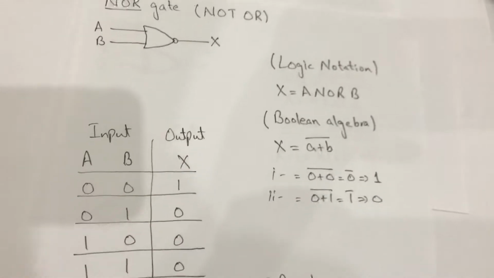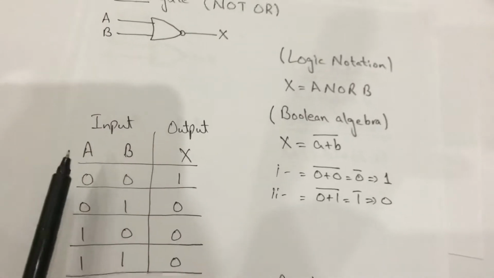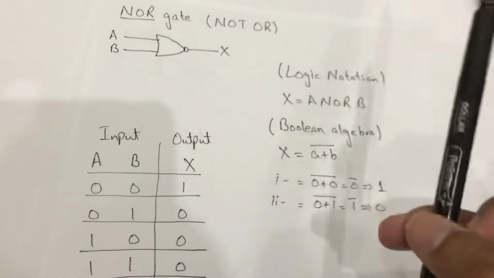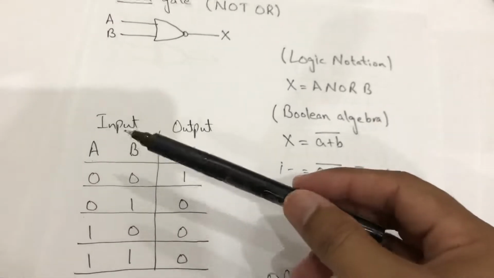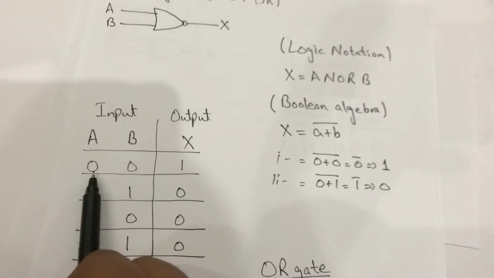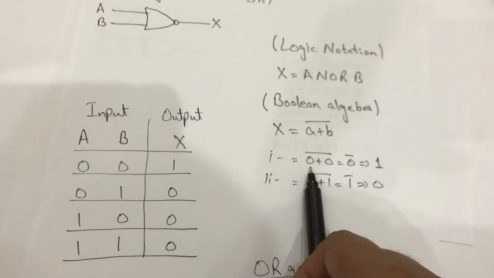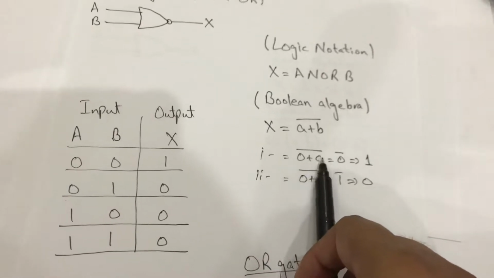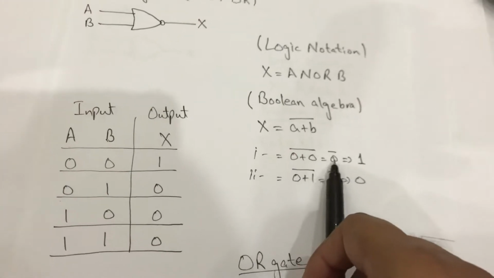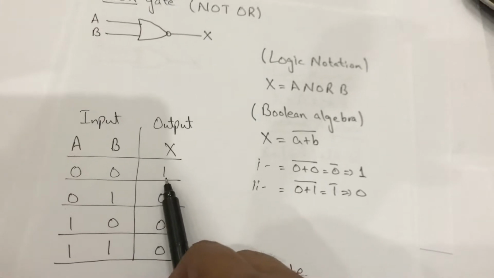So the truth table for NOR gate has the inputs, that is A and B, and the output is X. So the values of A and B are these. First of all, by taking the input 0, the value of A is 0 and B is also 0, so 0 plus 0, that is 0, and the bar over there will reverse its value, so opposite of 0 is 1. So the first output is 1.